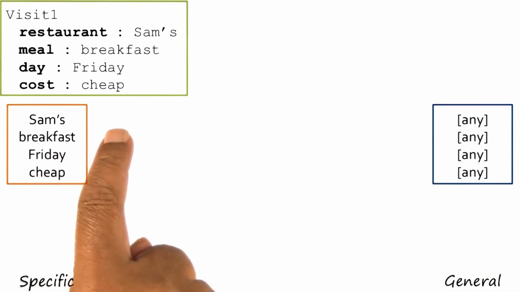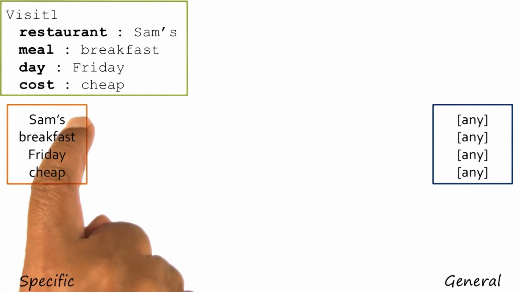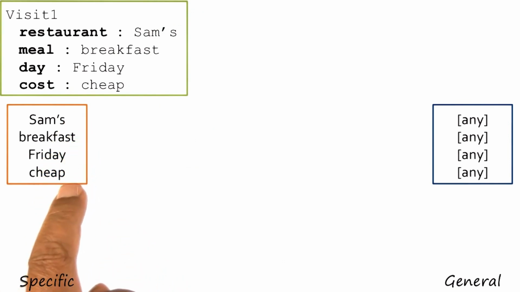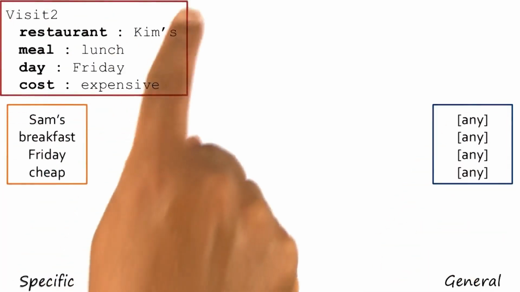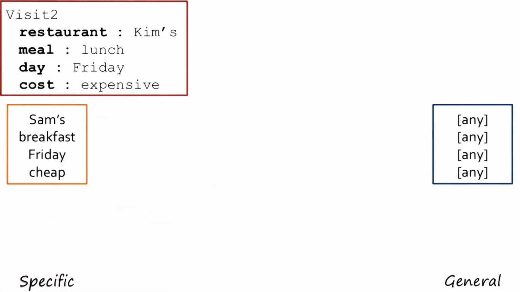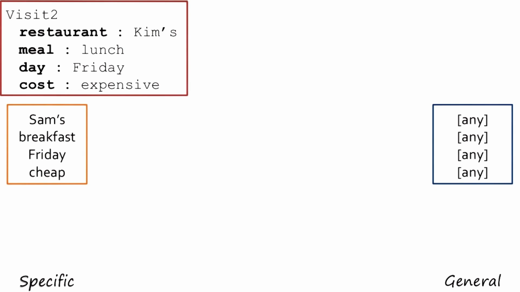So the most specialized model, based on this one example, says that I'm allergic when I go to Sam's and have breakfast on Fridays and the cost is cheap. And the most general model says I'm allergic to everything. No matter where I go, what meal I have, on what day, what the cost is, I feel allergic. Let us consider the processing as a second example comes along. And the red outline for this example means that it's a negative example.